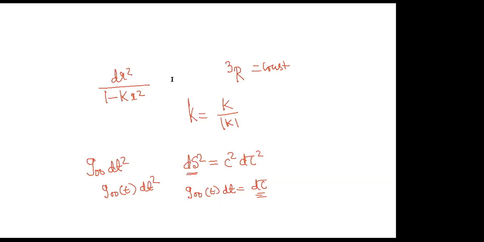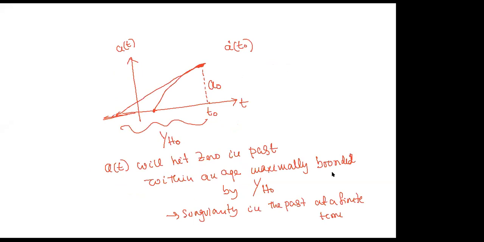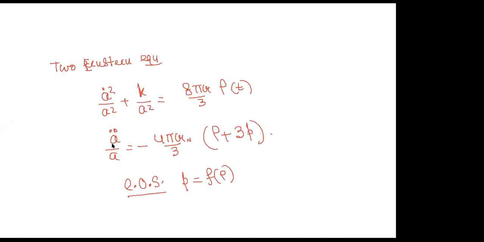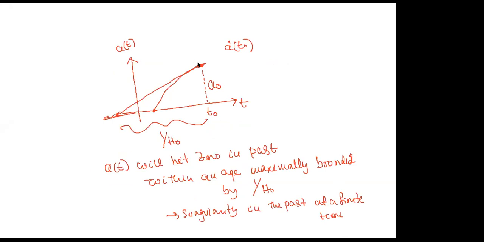Okay, another question is whether we can avoid the physical singularity using this mechanism. Look at what we have here. We see that this has this sort of curve because of the fact that rho and P are positive, so rho plus 3P is positive, A double dot is negative, and that's why, going back, it actually hits over here.